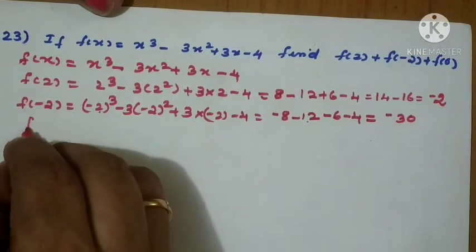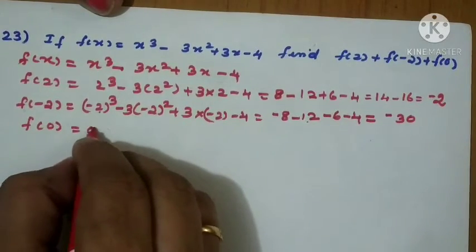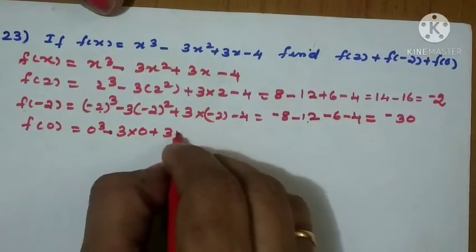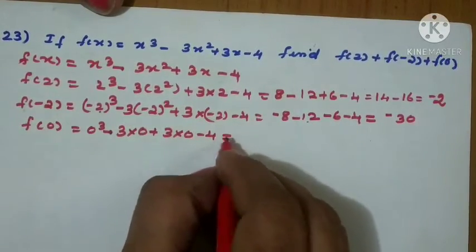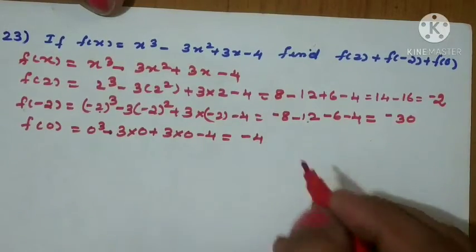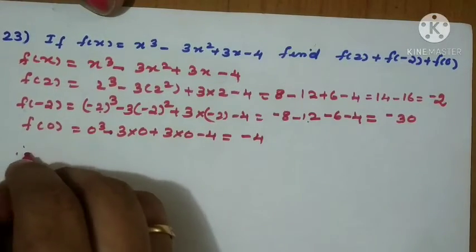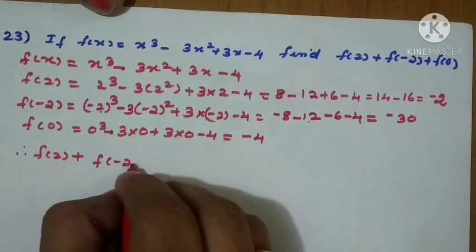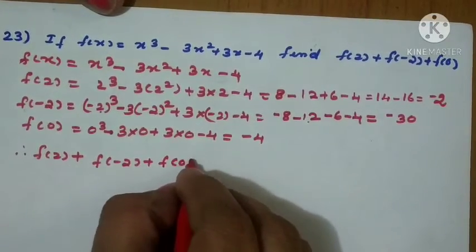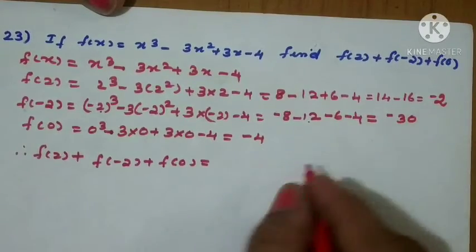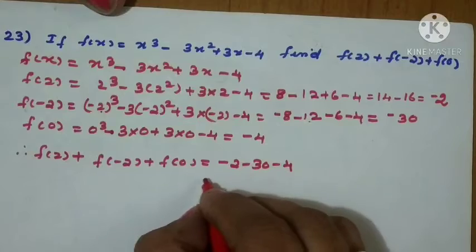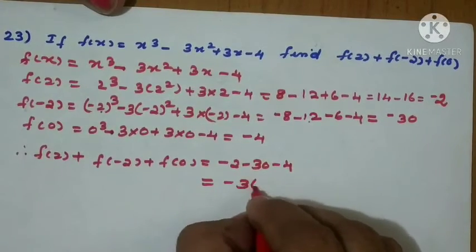What is the next? F of 0. 0 cube minus 3 into 0 plus 3 into 0 minus 4. 0 into anything is 0. The answer is minus 4. Therefore, f of 2 plus f of minus 2 plus f of 0 equals minus 2 minus 30 minus 4, which is minus 36.